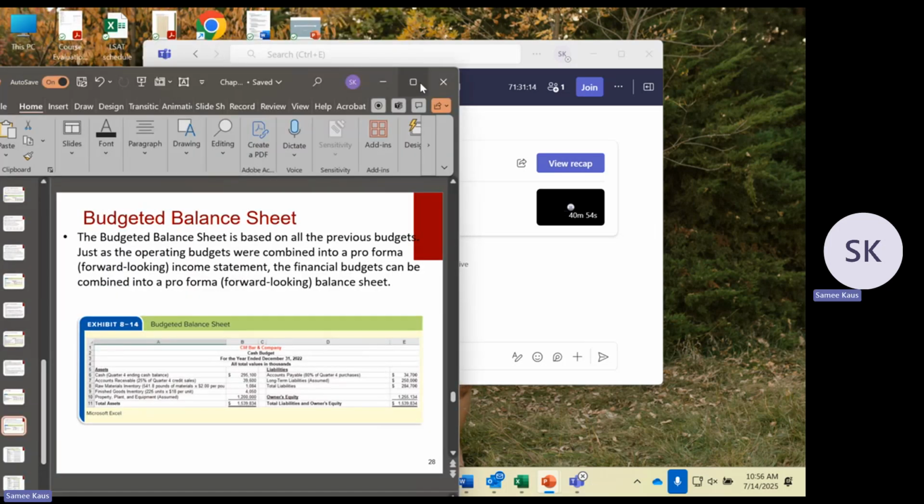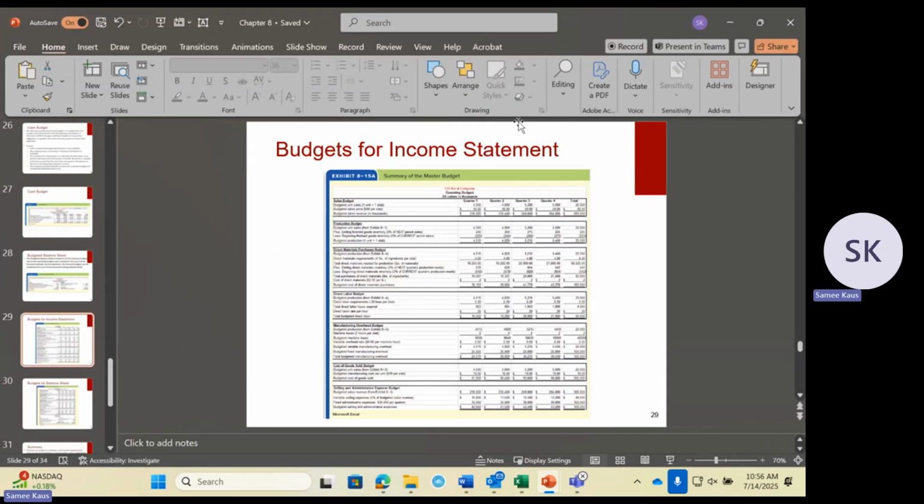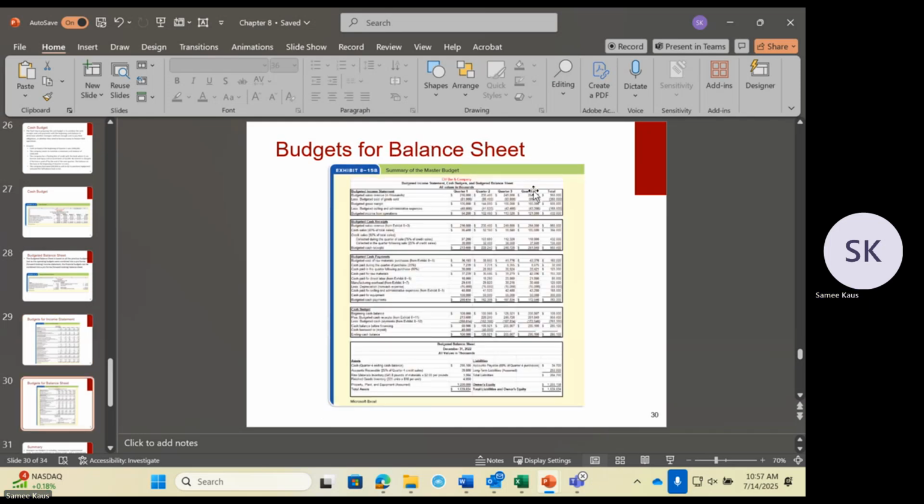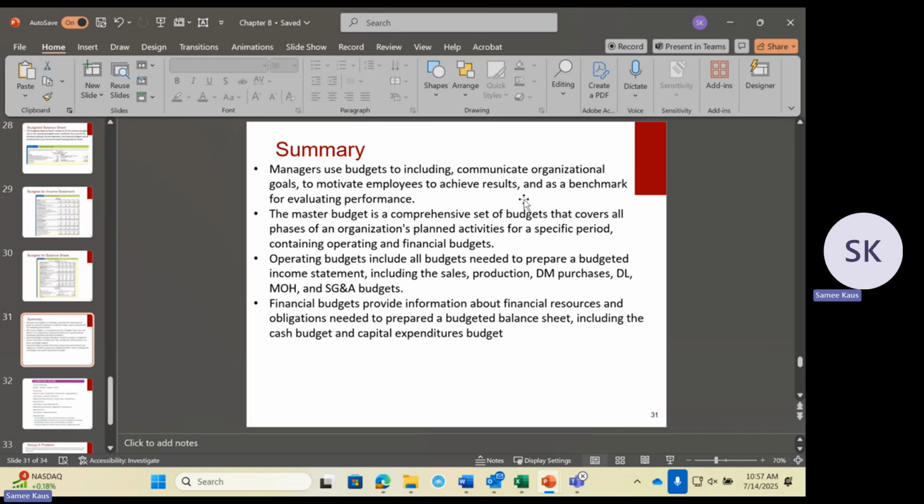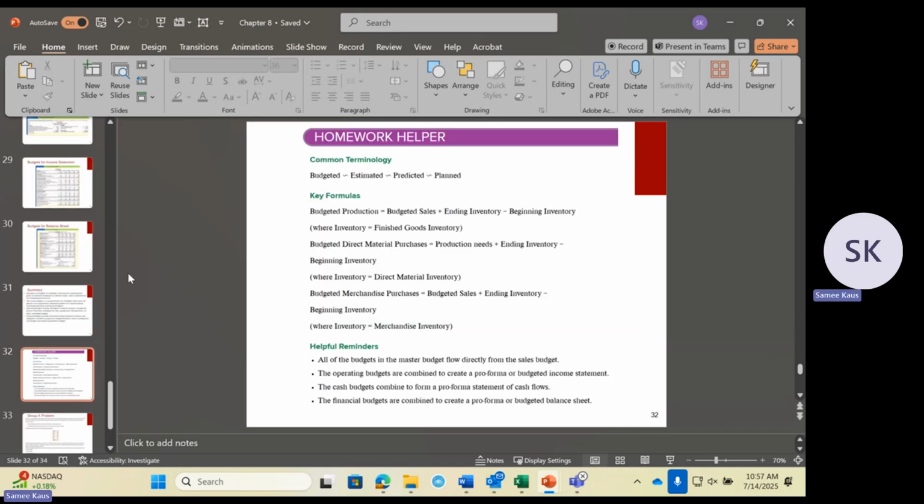Okay, so here you can see just the total budgets that are needed for the income statement. They're all interconnected because our sales, production, DM, and DLOH budgets aggregate into my cost of goods sold. I have my SG&A. All of that is used for my income statement. I have my budgets for my balance sheet, which are my cash receipts and my cash payments, ultimately aggregated into my cash budget, which then allows me to plug in that cash balance right there in my budgeted balance sheet.